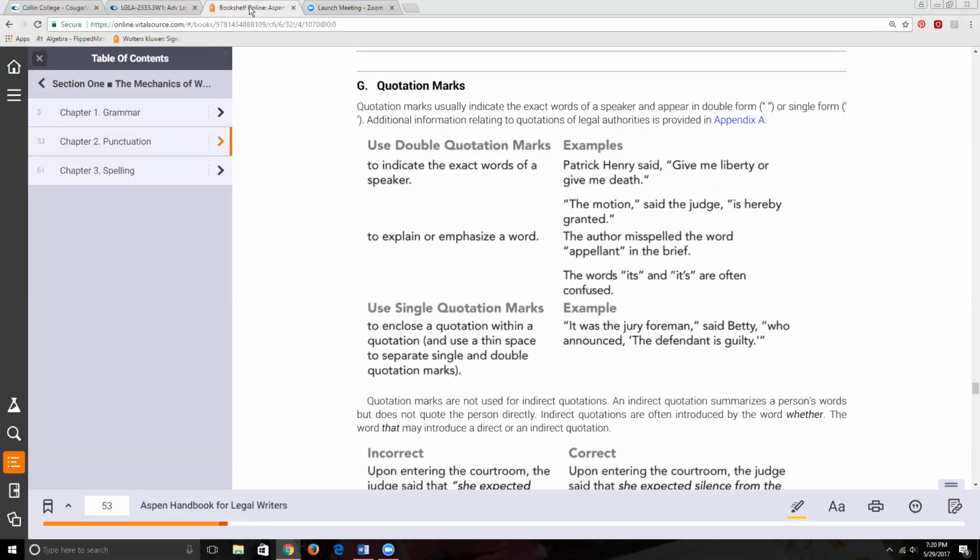So let's begin. Quotation marks are generally not a big problem, but there is one thing that students commonly miss. And so I'm mainly making this presentation to cover that point. But let's talk generally about them for a second. One thing to keep in mind is there are two types of quotation marks.